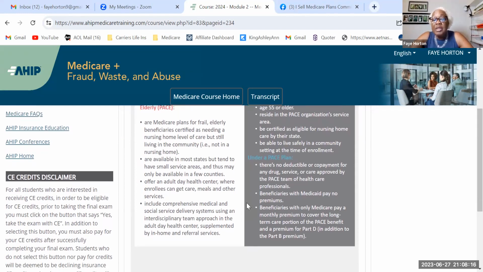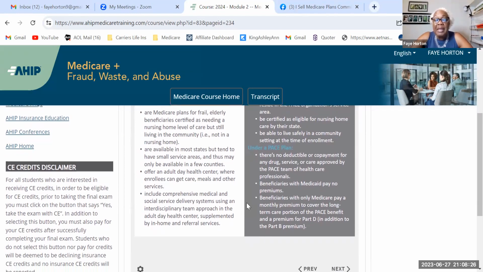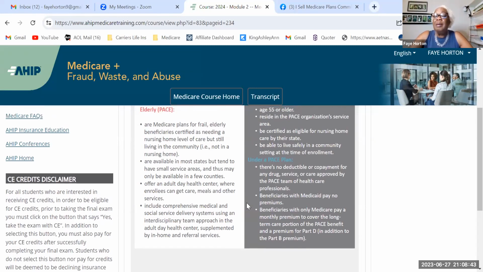There's no deductible or copayment under a PACE plan for any drug, service, or care approved by the PACE team or healthcare provider. Beneficiaries with Medicaid pay no premiums. Beneficiaries with only Medicare pay a monthly premium to cover the long-term portion of the PACE benefit, and they pay a premium for the Part D in addition to the Part B premium.